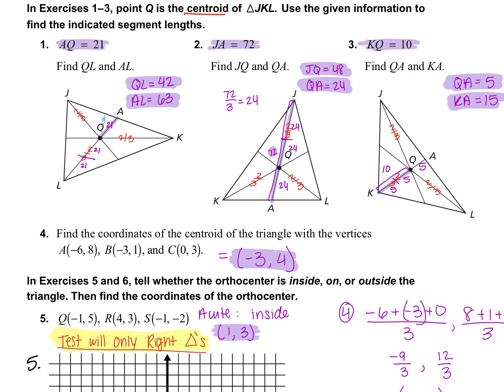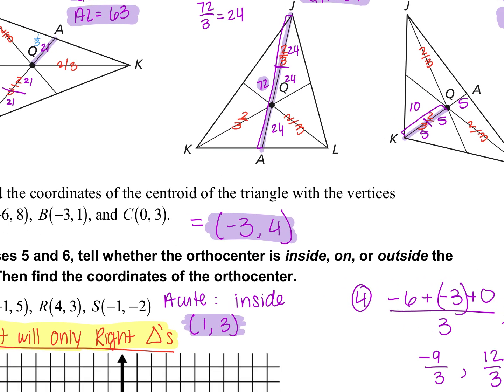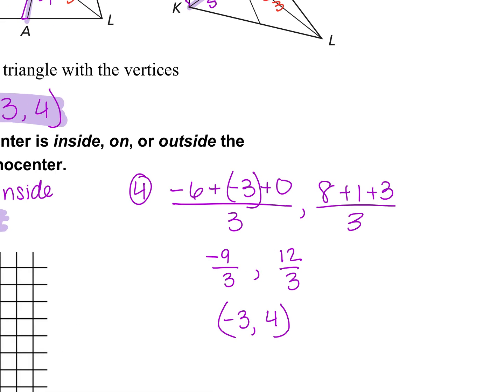All right, looking at number 4, it says find the coordinates of the centroid of the triangle with these vertices. Plug it into the trick. All your x's added together divided by 3. All your y's added together divided by 3.